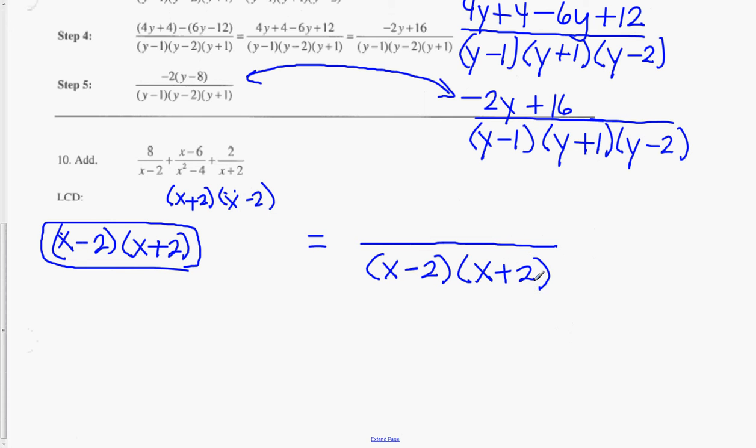Now I'm going to go back up to my old fractions. Underneath the 8, there's an x minus 2. To the new denominator, I've got both of these, so I'm missing the x plus 2. So the 8 is going to get multiplied times x plus 2. So 8 times x plus 2. Then we have a plus.